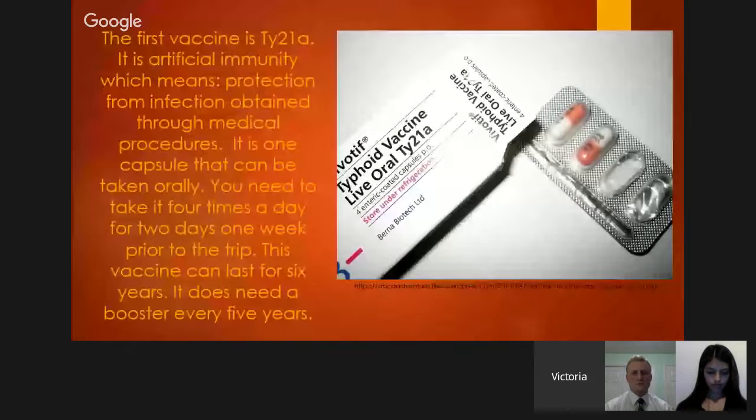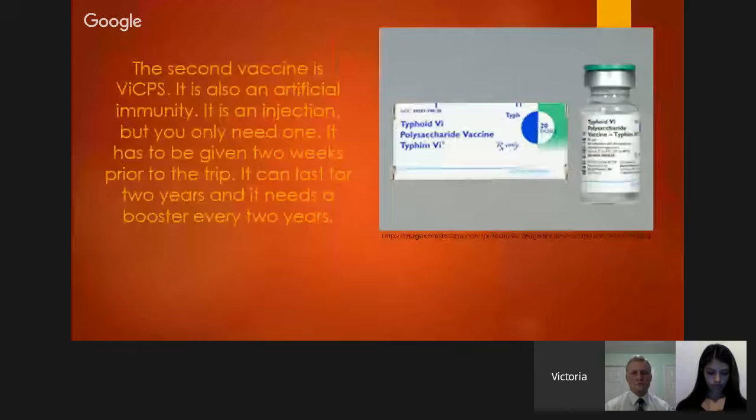The second vaccine is ViCPS. It is also an artificial immunity. It is an injection, but you only need 1. It has to be taken 2 weeks prior to your trip. It can last for 2 years, and it needs a booster every 2 years.